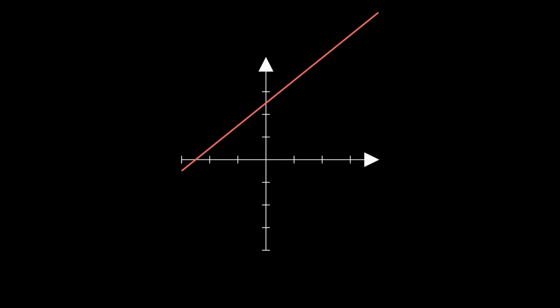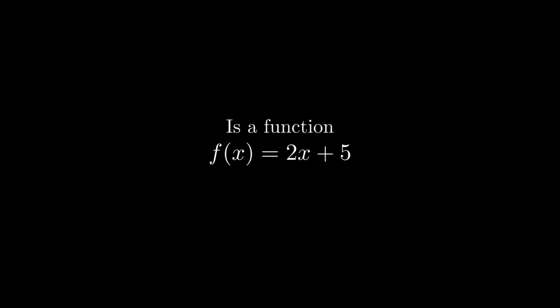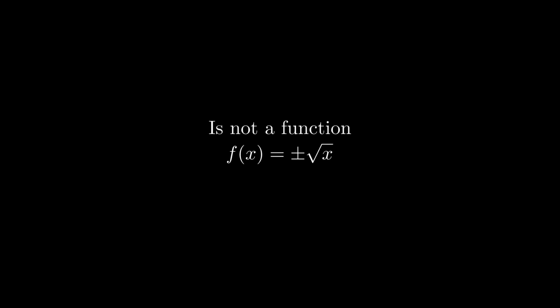In the calculus of the real numbers, we study real functions, functions that take real numbers as inputs and give real numbers as outputs. Functions can be represented in various forms, such as equations, graphs, and tables. For example, f of x equals 2x plus 5 is a function because for every value of x, we get exactly one answer for f of x. Consider another example. f of x equals plus or minus the square root of x. It is not a function because each value of x gives more than one value of f of x.